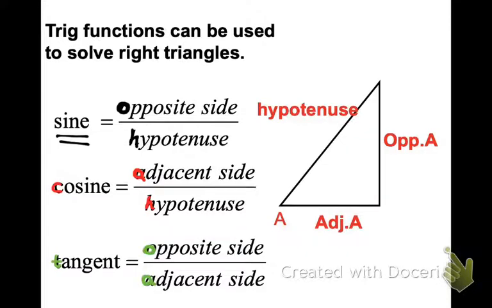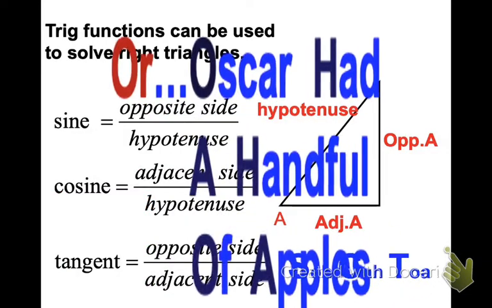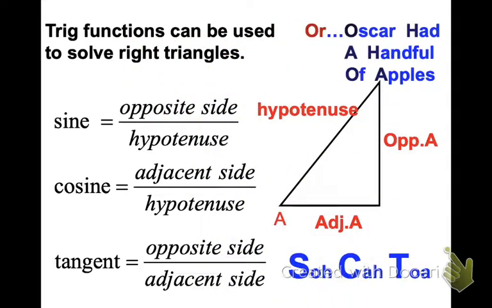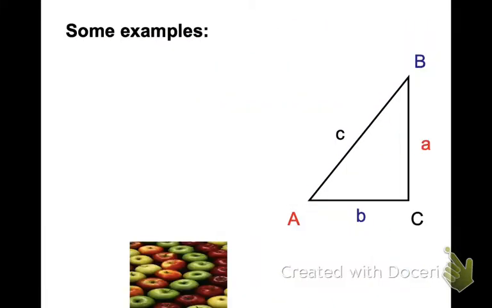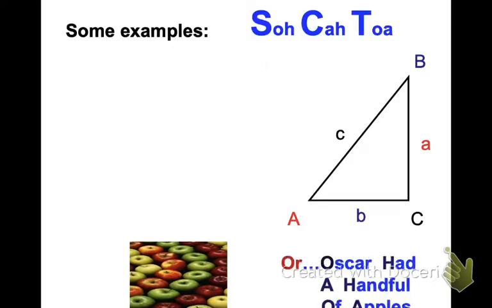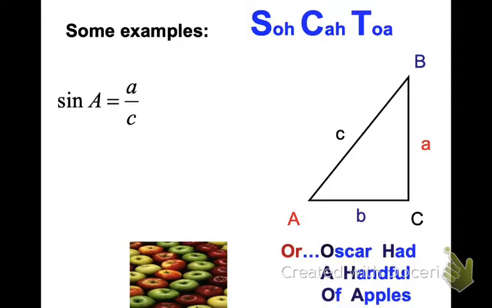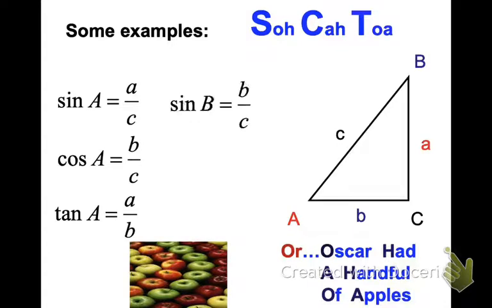And remember, we talked about SOHCAHTOA as being one way to remember, or Oscar had a handful of apples. So make sure you know about sine, cosine, tangent, and what those ratios are. I'll just pop these up also. Okay, so we have sine A.